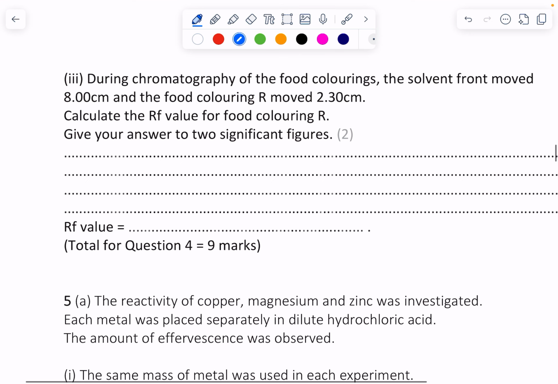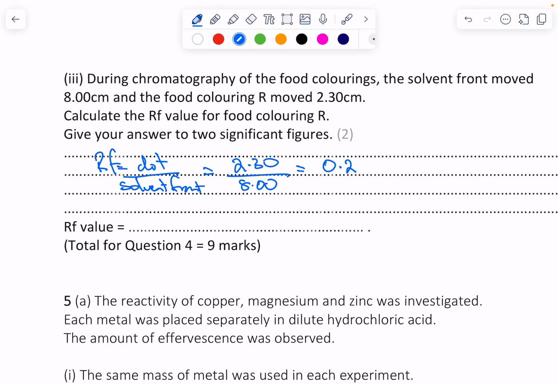Okay. Next one, during chromatography, the solvent front moved 8. The colour moved 2.3. Calculate the RF value. So the RF value is the distance that the dot has travelled divided by the distance of the solvent front. So in this case, you've got 2.3, and this one is 8. So 2.3 divided by 8 on a calculator is going to give you 0.29. And remember here that we have got to give our answer to 2 significant figures. So please take care, because I'm going to give you a mark for doing that as well.